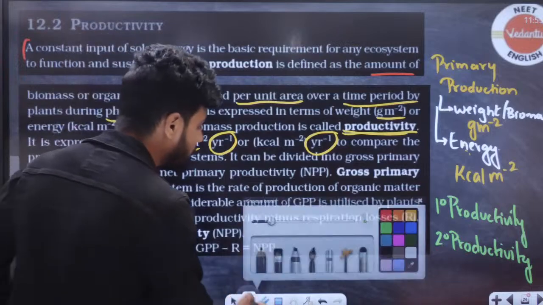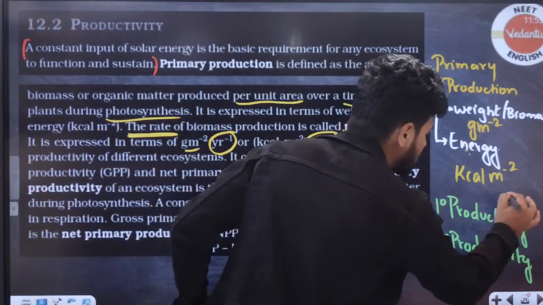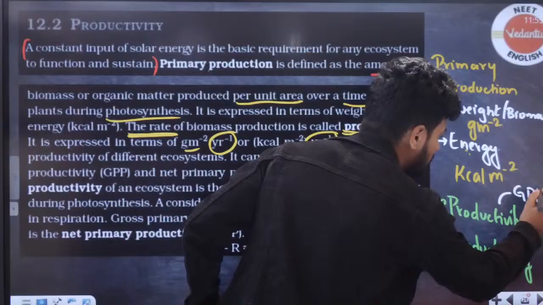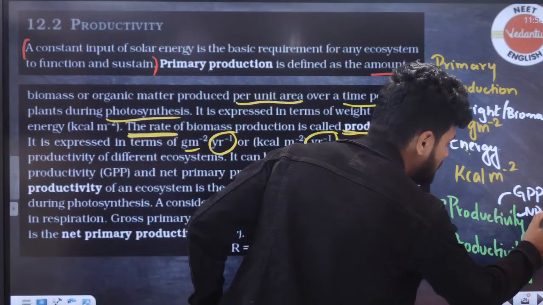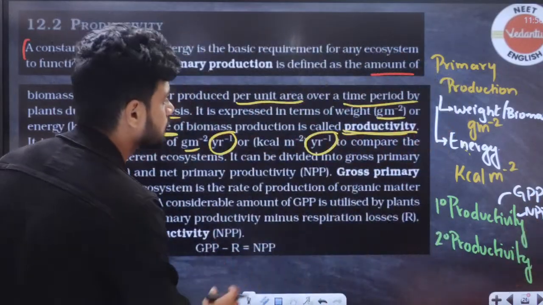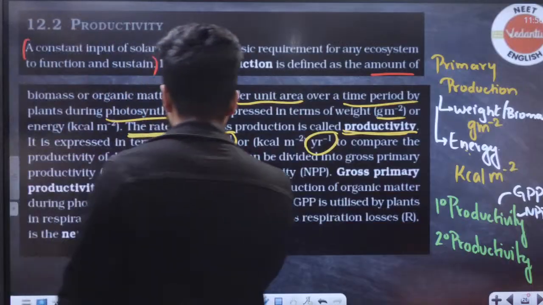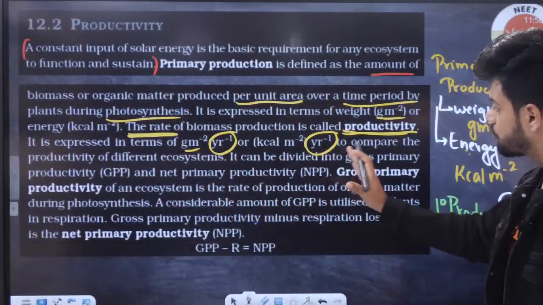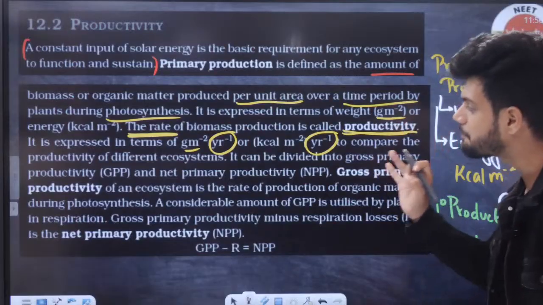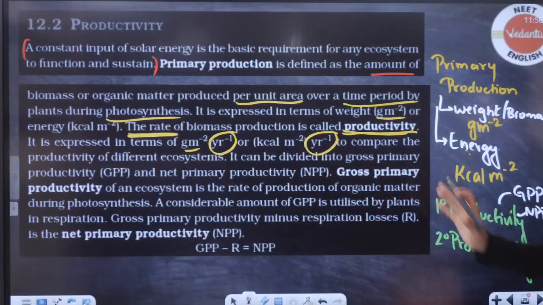And this primary productivity can be further classified into GPP and NPP. To compare the productivity of different ecosystems, it can be divided into gross primary productivity and net primary productivity.